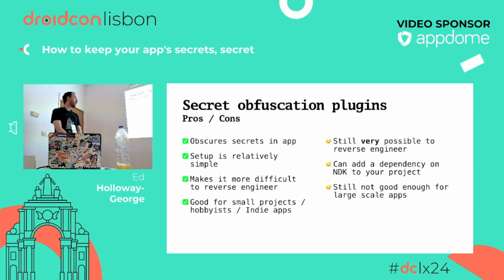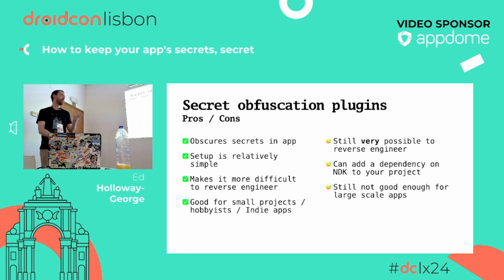Pros and cons, again, it obscures the secrets in the app, so they're not in plain text anymore. They're slightly more difficult to access. Setup is really, really straightforward. You can do it in a matter of seconds. It is more difficult to reverse engineer, and this is a good approach maybe for small projects, hobbyists, indie apps. If you're an indie developer and you want a level of security and don't have a budget for an enterprise solution, this is an affordable and accessible tool.